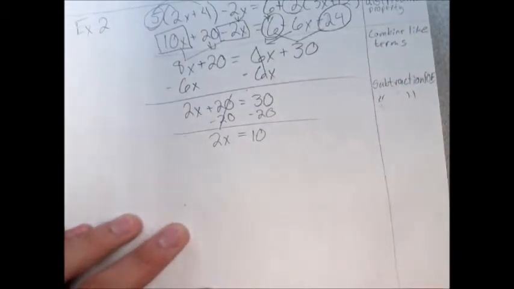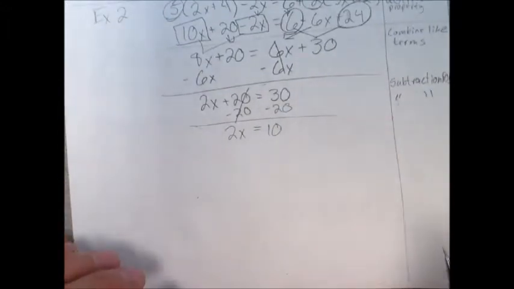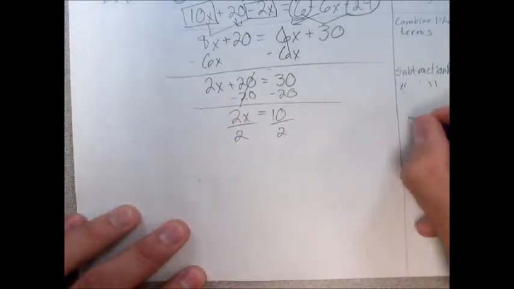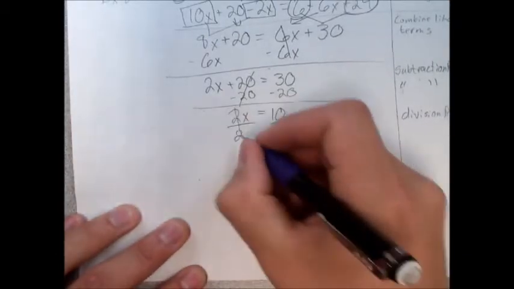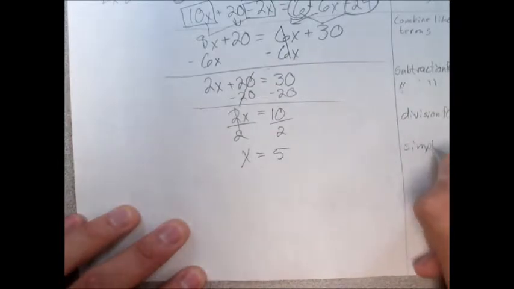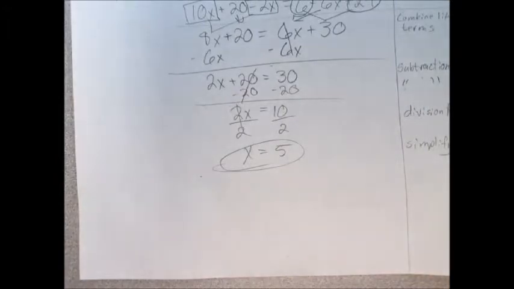I'm just going to put little quotations. Now, next thing I need to do, get the x by itself. What do I need to do? Divide by 2. That is the division property of equality. So I'm left with x equaling 5, and that's just simplify at the end. Okay, so x equals 5.